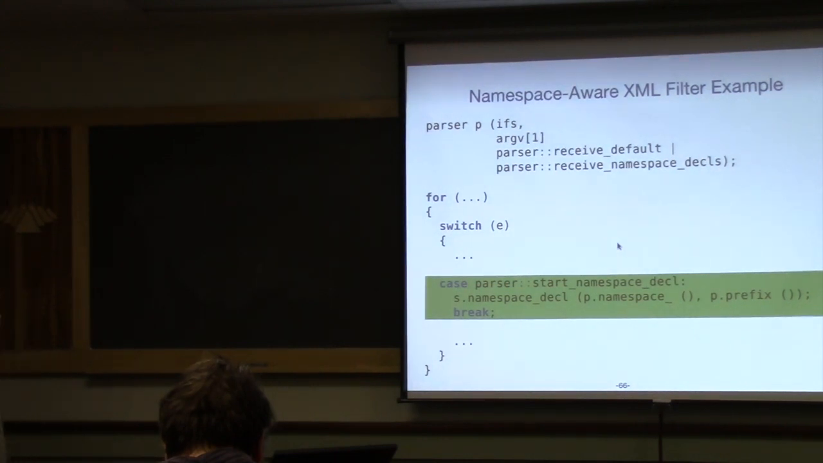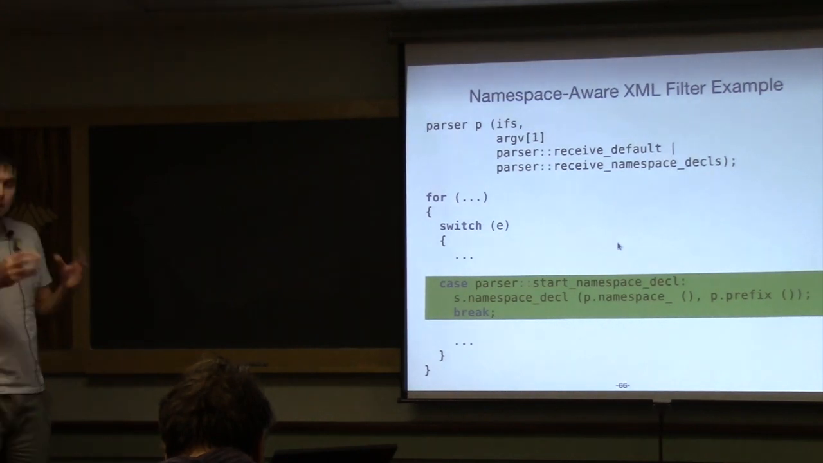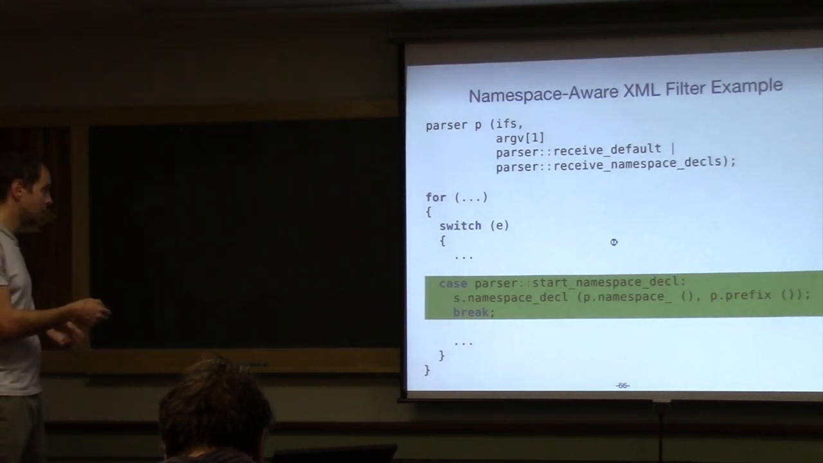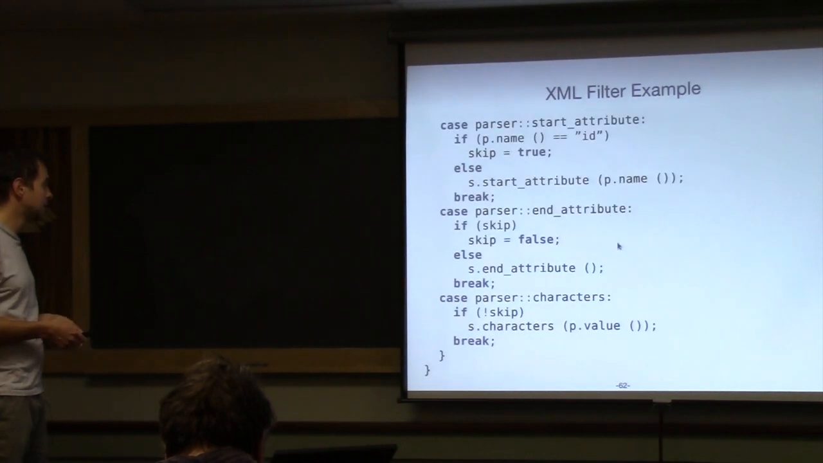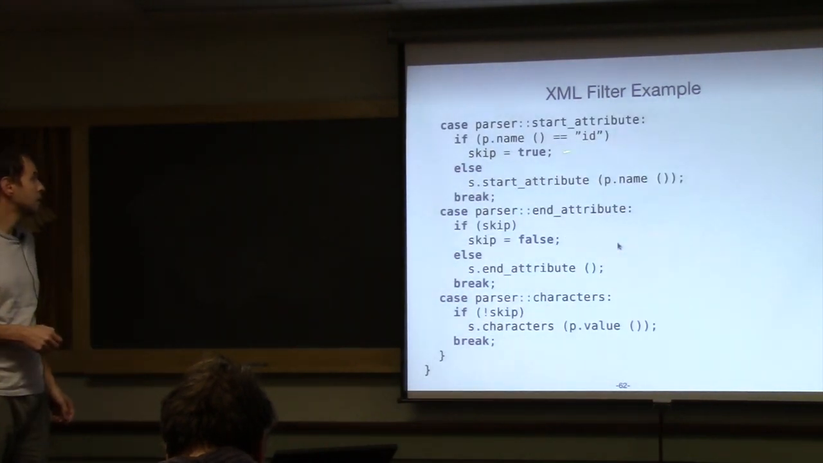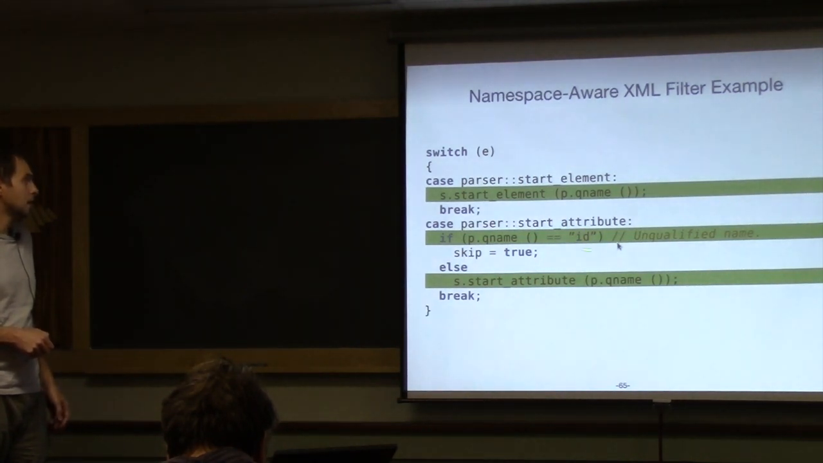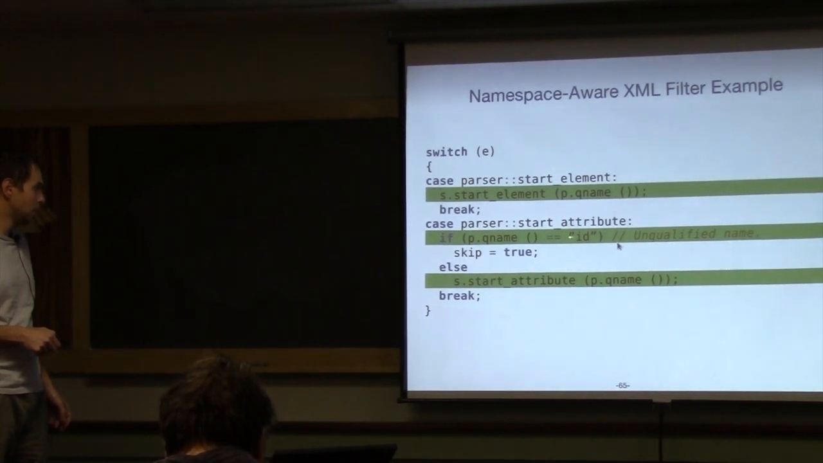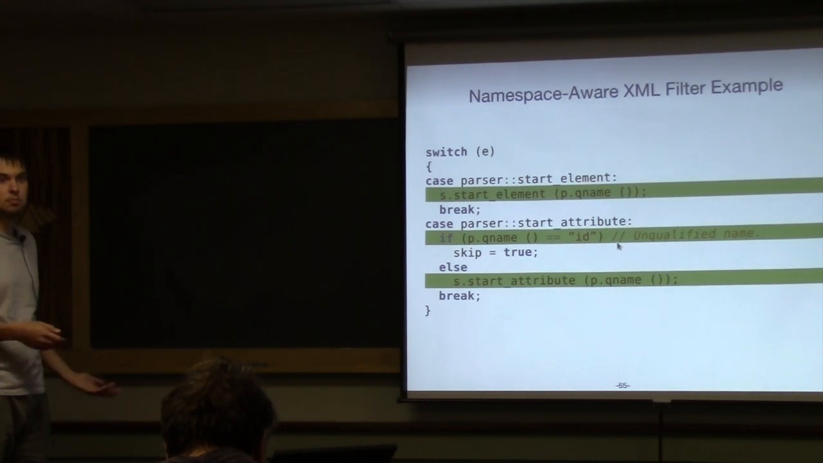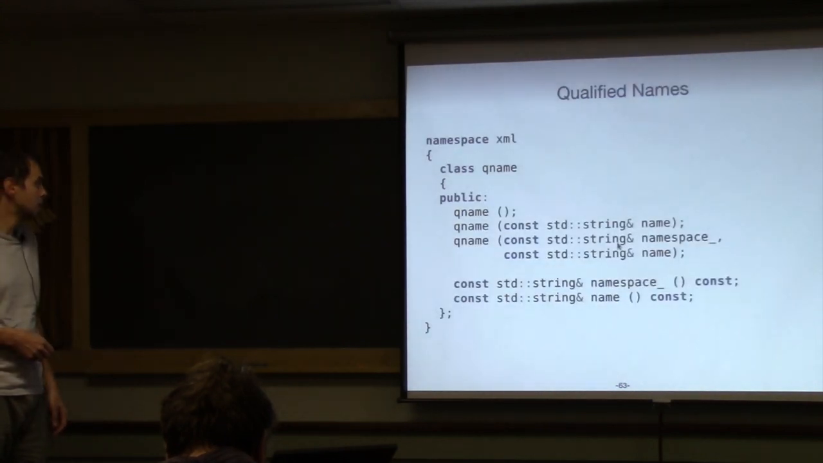So the question was, in the case of a filter, how would we filter an ID from a specific namespace rather than the unqualified ID that we have here, correct? So what happens here is a QName is implicitly constructed from this string literal, and it's an unqualified name. So instead of doing that, you will just create a QName with the two arguments, first namespace, second ID. So you see here's the constructor.